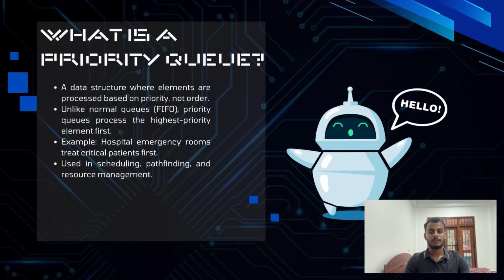For example, in a hospital, the most critical patients are treated first, not based on when they arrived, but based on the severity of their condition. This makes priority queues ideal for scheduling tasks or managing events.